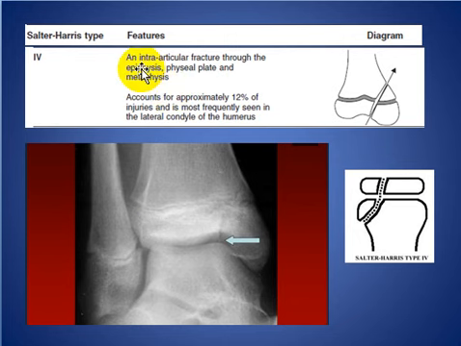Type 4, we have an intra-articular fracture through the epiphysis, as we see here, extended to the epiphyseal plate, as we see here, and extended to the metaphysis. This type accounts for about 12% of injuries and is most commonly seen in the lateral condyle of the humerus.